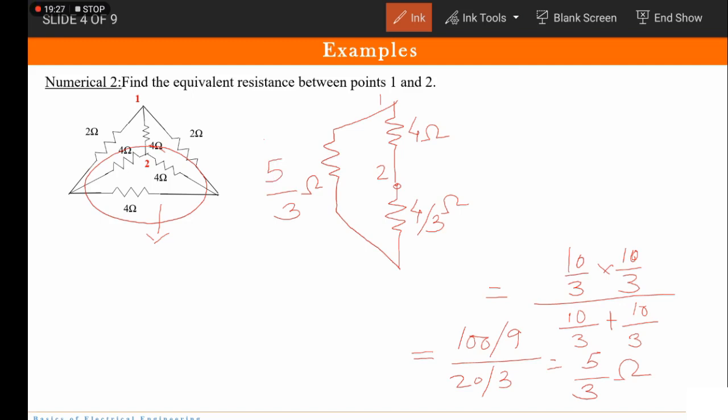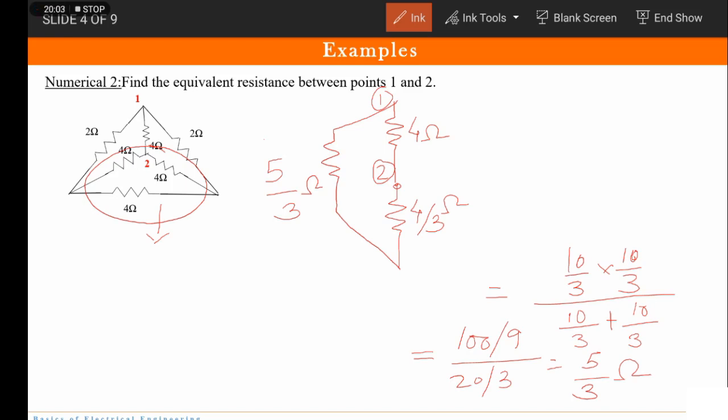Now the next step is very important. Now it seems that the resistors 4 ohms and 4 by 3 are in parallel, but actually they are not. Because remember, we have to calculate the resistance between points 1 and 2. So as I told you before, we are not supposed to do anything with this point. It appears as if 4 and 4 by 3 are in series, but actually they are not.